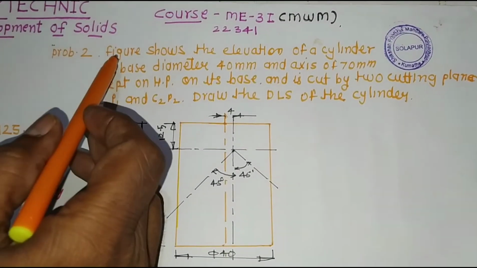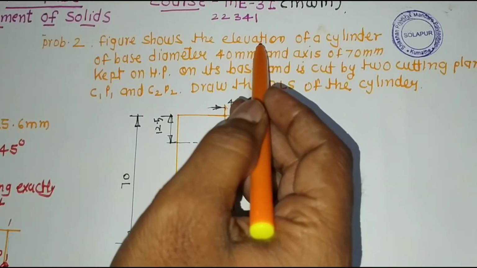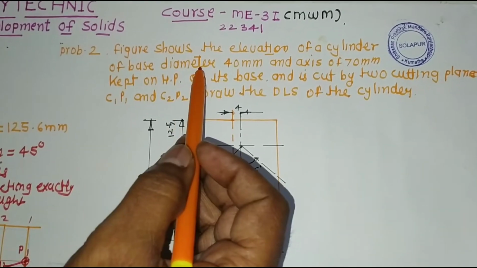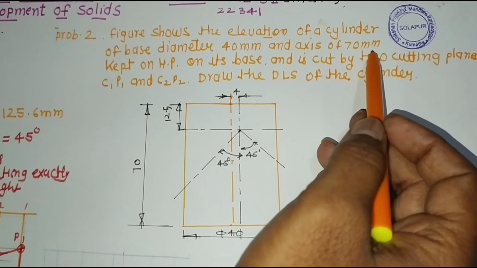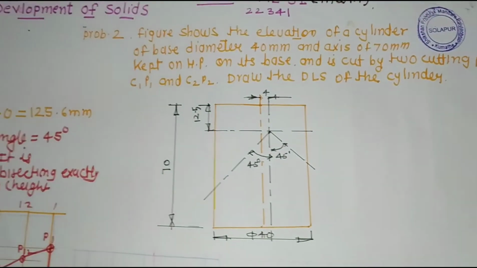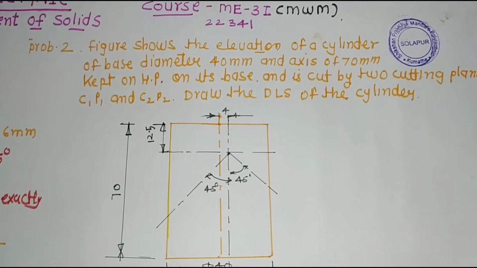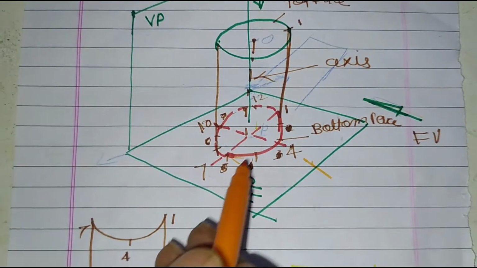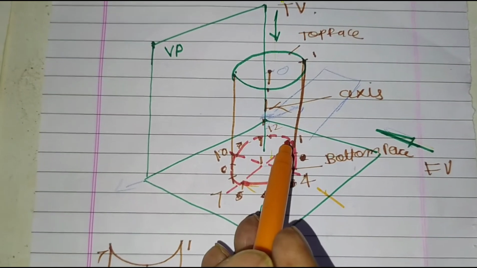Now the second problem is: the figure shows the elevation. Elevation means the front view of a cylinder of base diameter 40 mm and axis of 70 mm kept on HP. By reading this sentence, you should have an imagination of this figure. This is HP and this is VP by the first angle method. This is the XY line. The cylinder is kept with its base on HP.